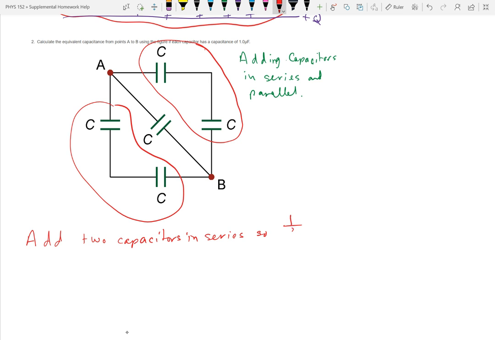So 1 over C2, since it's two capacitors, is equal to 1 over C plus 1 over C. Well, what's 1 over C plus 1 over C? C? No.